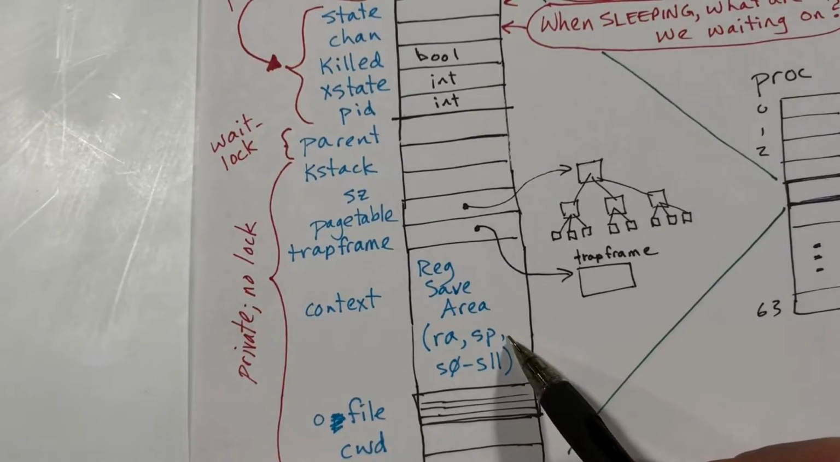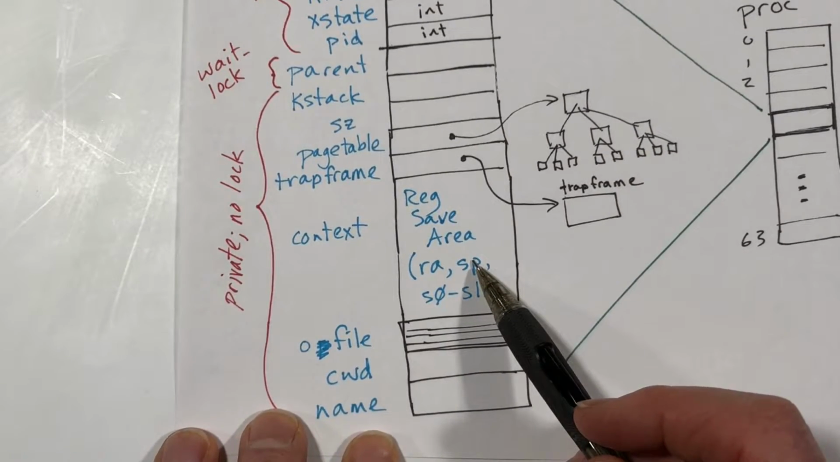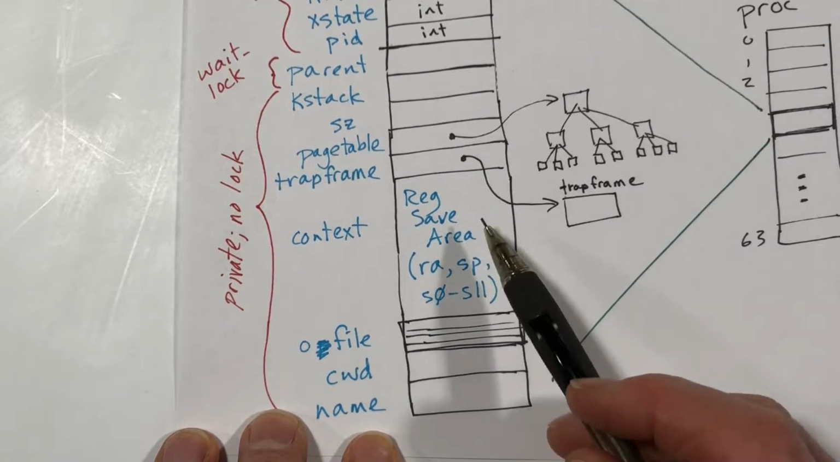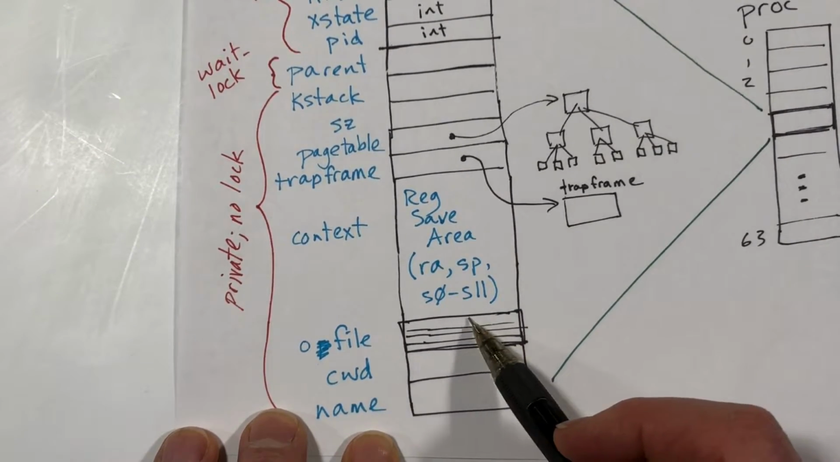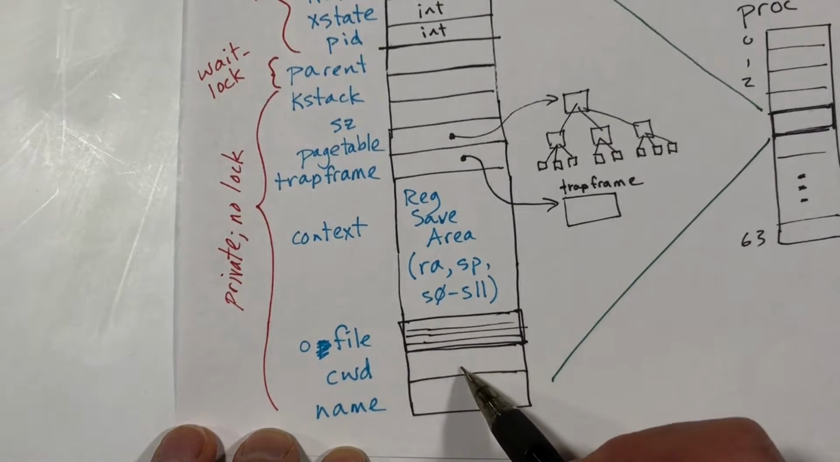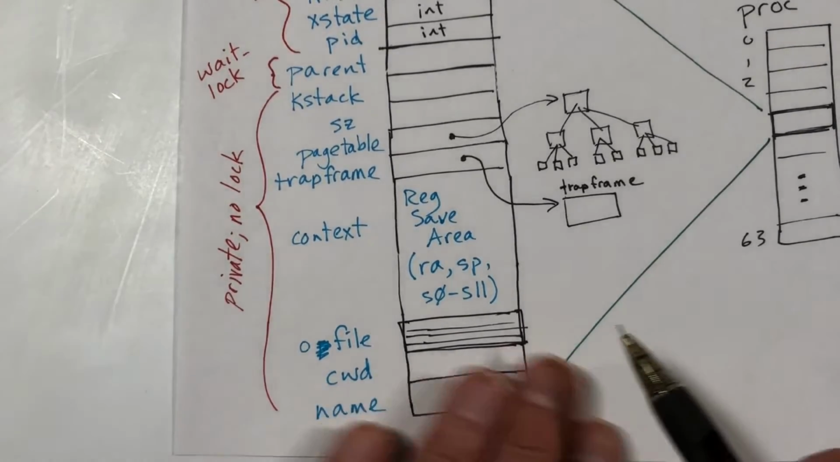So this is another save area. So when we're switching back and forth between the scheduler thread and the process, we can use these two save areas. And we have an array here for open files and the current working directory. We even have a space for the name of this process, so we can give processes names.